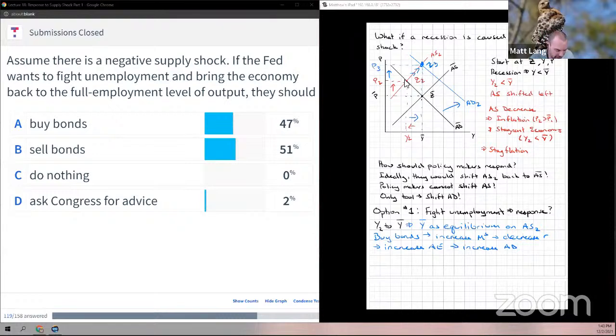There's a clear trade-off here, right? So what happens in the end? We've got some jobs that are saved, right?